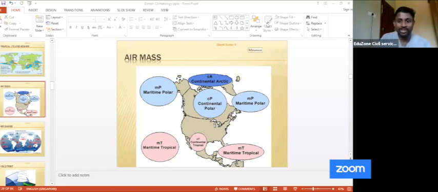So we are just mentioning about front formation: two drastically different types of air masses collide with each other and form a front. Clear? Okay. Now we are discussing two words. One is known as frontogenesis. Second is known as frontolysis. What is frontogenesis? Two air masses come together, collide and form a front.